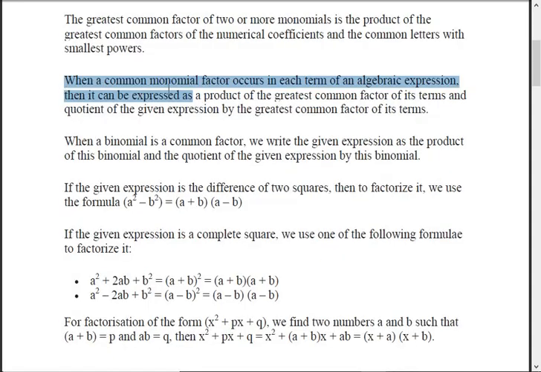Next, when a monomial factor occurs in each term of the algebraic expression, then it can be expressed as the product of the greatest common factor of its terms and the quotient of the given expression by the greatest common factor of its terms. Now the books always have a tendency to make things difficult rather than easy. Such a big sentence, I'll definitely say you won't have understood anything of this. So let's make it easy.